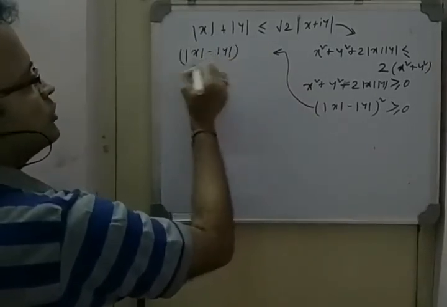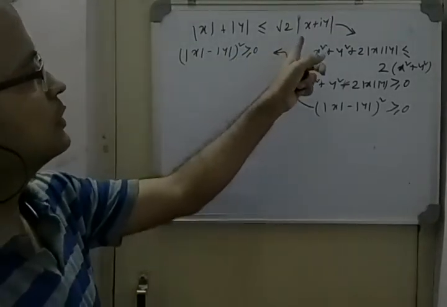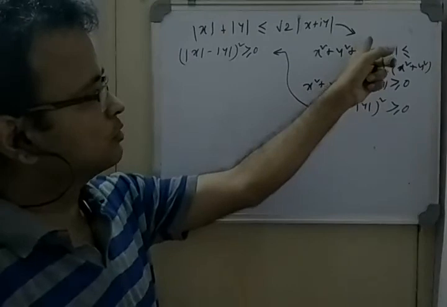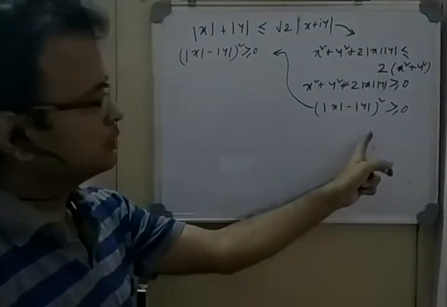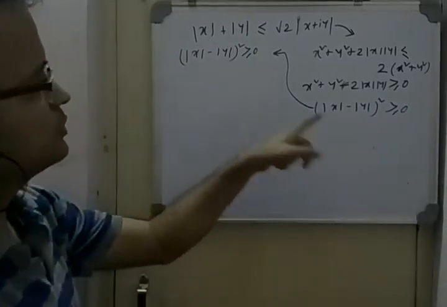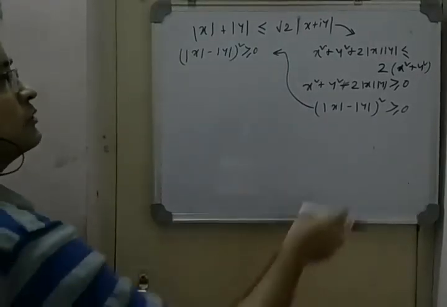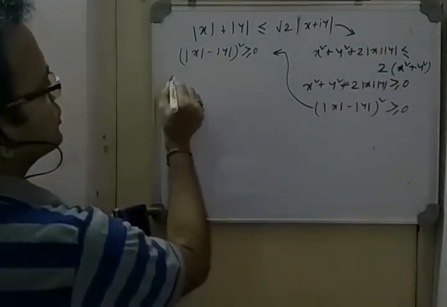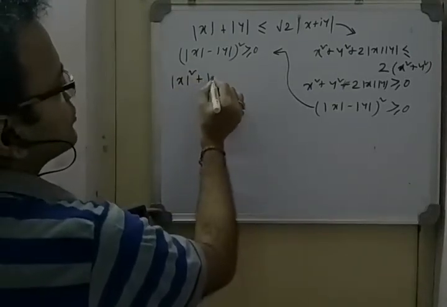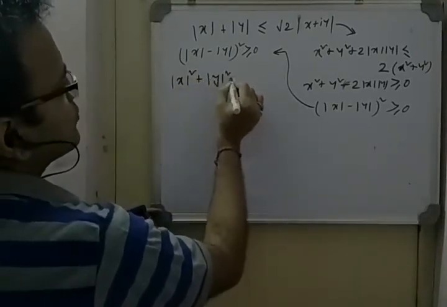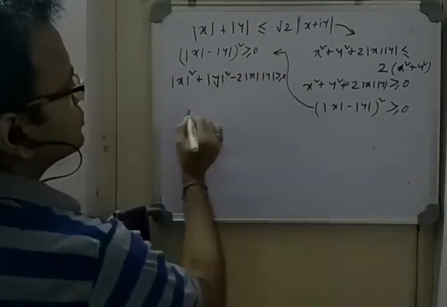That's why sometimes we need to take the answer as a starting point and go from behind to the front side, from where we actually start. This is the front side. So actually from behind to front side I am going. So now I will simplify it. X square plus y square minus 2 mod x mod y is greater than or equal to 0.